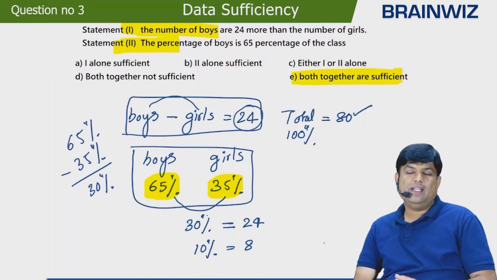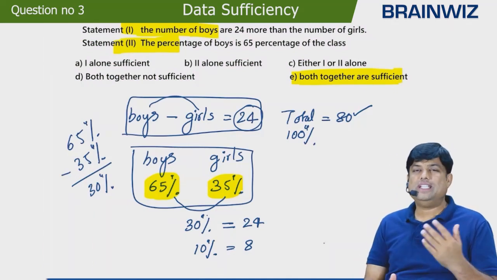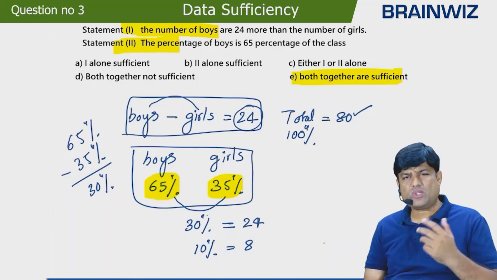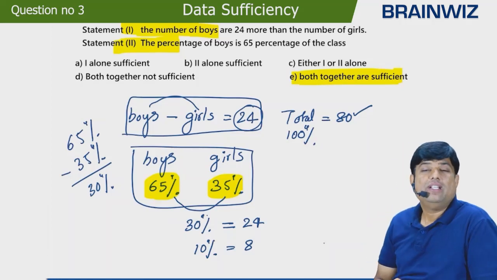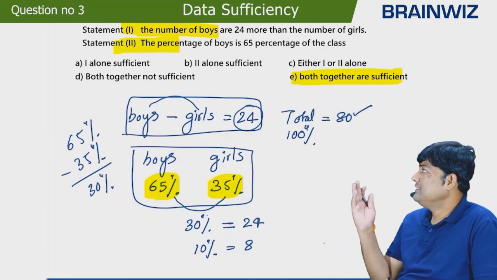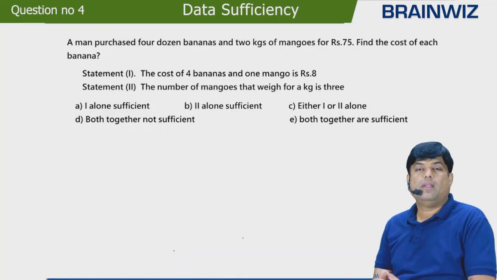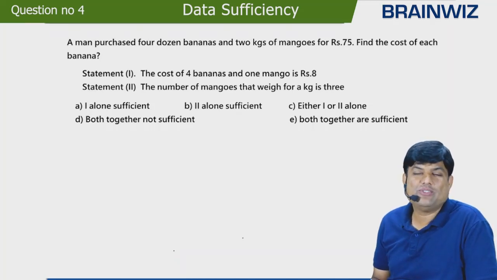So in this way, the tricks are given to you. So which data is sufficient, you are supposed to find out. Hope you are understanding this question. Now let's move to the next question, which is there on the screen now.